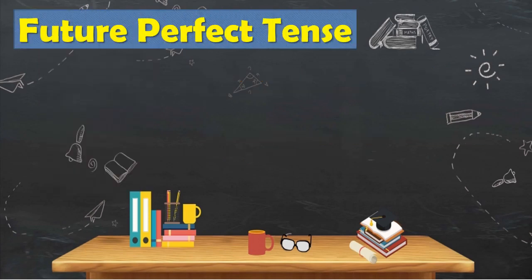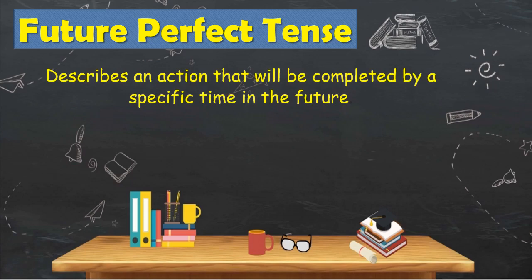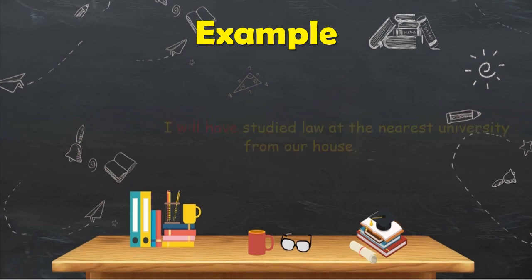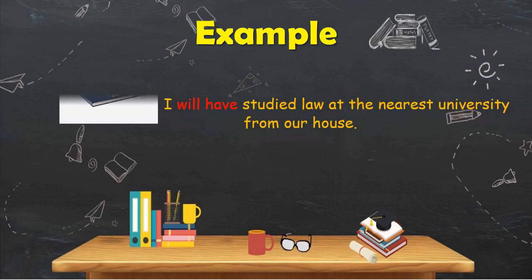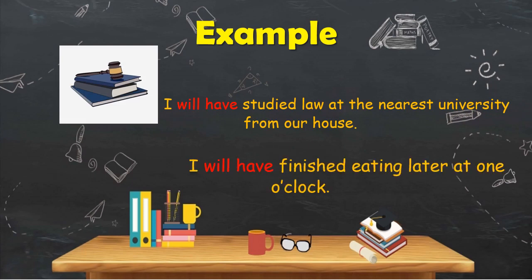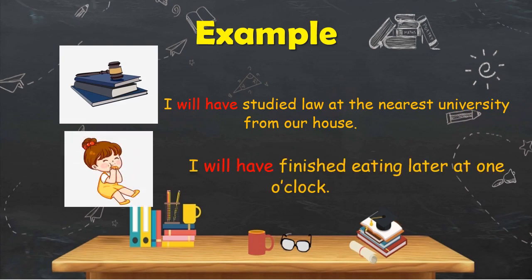Now, for the future perfect tense, it describes an action that will be completed by a specific time in the future. We're going to use will have plus past participle. It doesn't matter if our subject is singular or plural, our formula doesn't change. For example, I will have studied law at the nearest university from our house. Another example, I will have finished eating later at 1 o'clock.